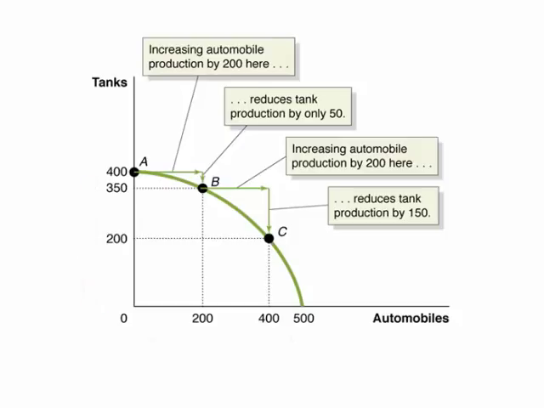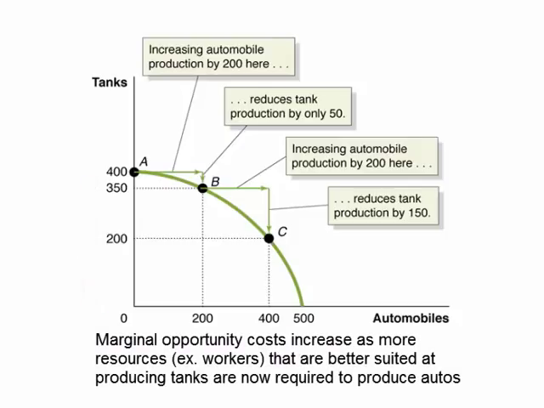Well, why is this? Some of our resources, for example workers, are simply better at producing one of the goods than the other. Thus, if some of our workers are better at producing tanks and we force them into producing more automobiles, the opportunity cost is higher.